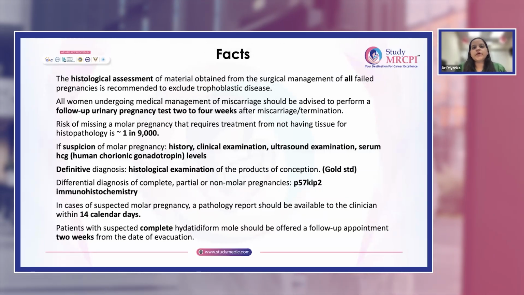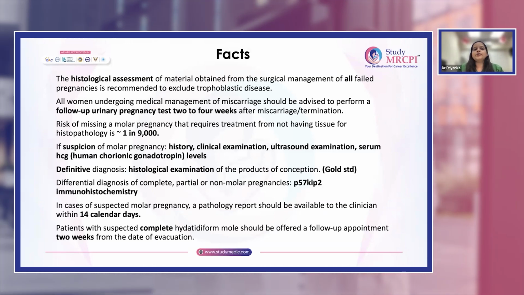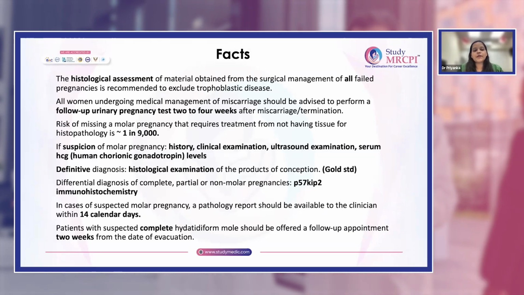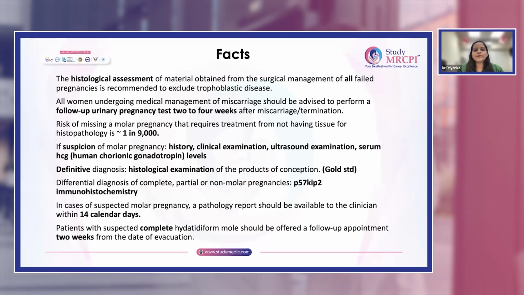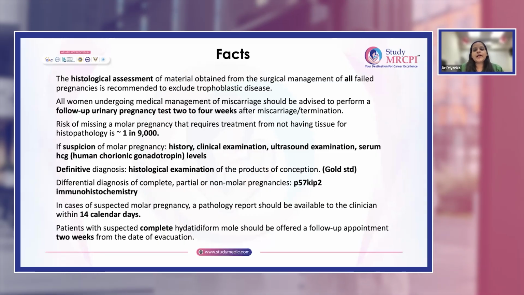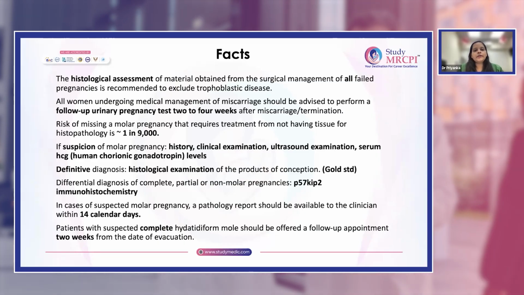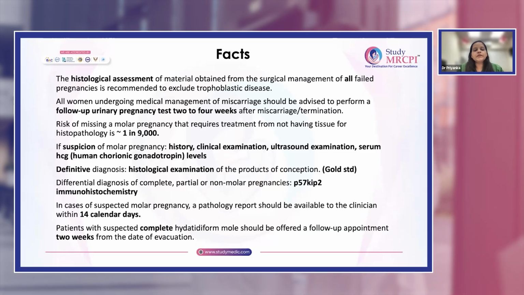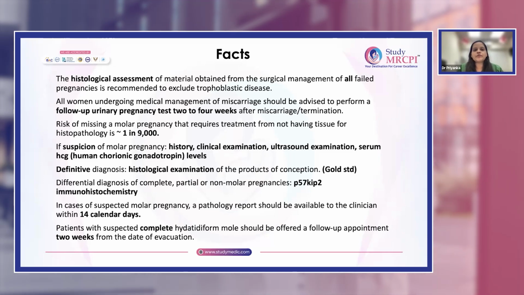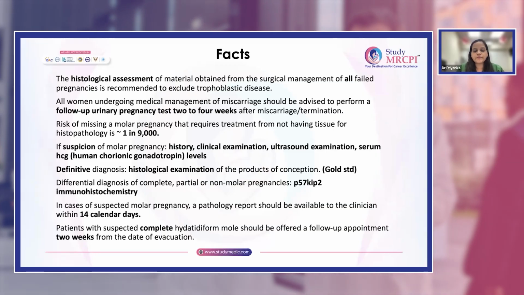So how do we go about the surgical management of a miscarriage? Here we generally do a histological assessment of the tissue obtained from the surgical management of miscarriage to exclude trophoblastic disease. For women undergoing medical management of miscarriage, the advice is to perform a urine pregnancy test at least 2 to 4 weeks after the date of miscarriage or termination. The risk of missing a molar pregnancy, if we do not do a histopathological examination after surgical management, is almost 1 in 9,000.